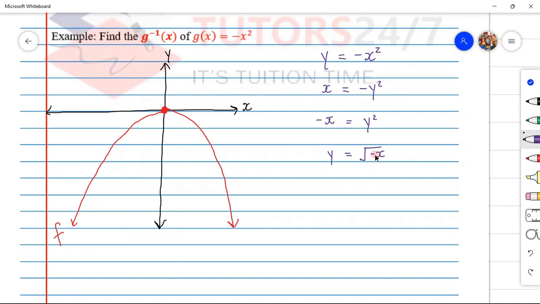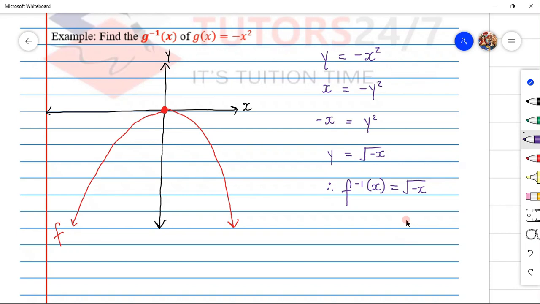If we were to put the negative sign outside the root, that is wrong because we are square rooting the entire left hand side and the entire right hand side. Therefore, we put our square root over the entire side, which is negative x. So our inverse function is therefore f inverse of x equals the square root of negative x.